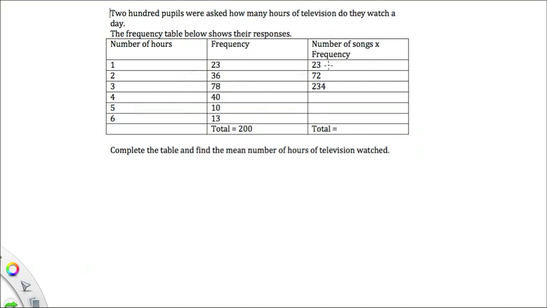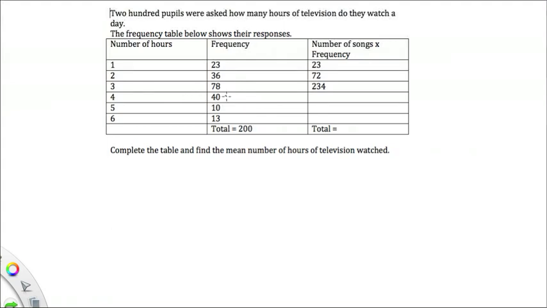In the last column, they've started to complete it for us. There's the number of hours times frequency. So in this case, number of hours is 1 times frequency equals 23. 2 hours times frequency, 36, equals 72. 3 times 78 equals 234. And so the first thing we have to do is to complete this third column.